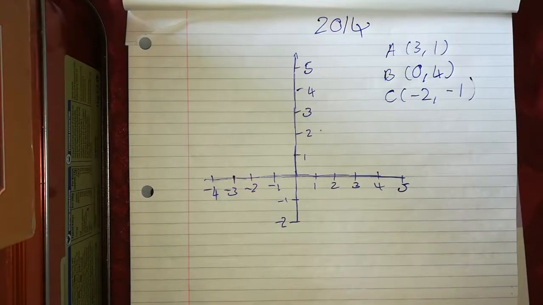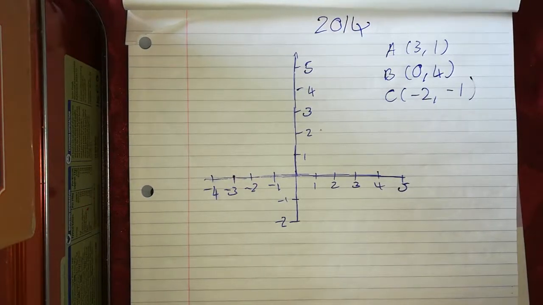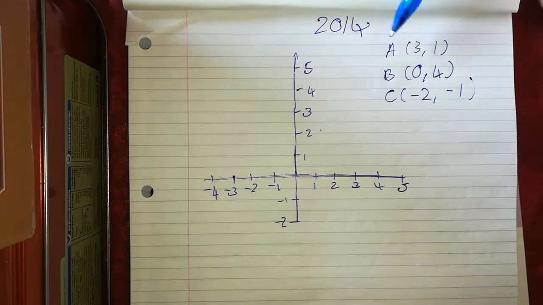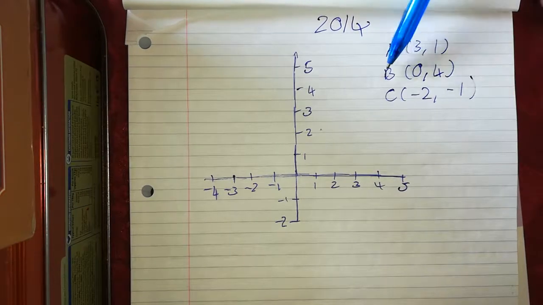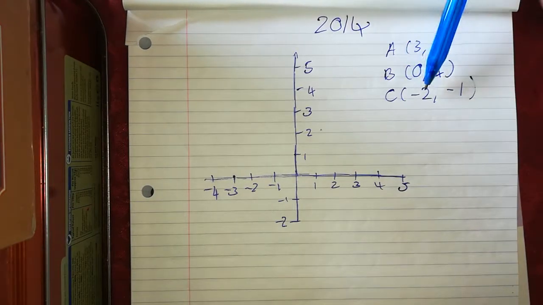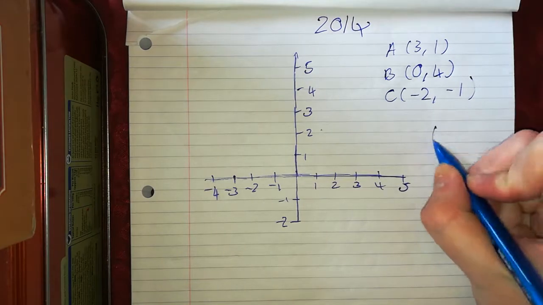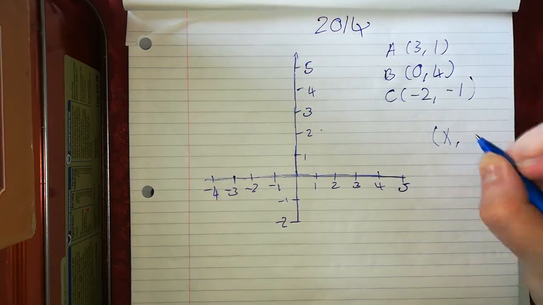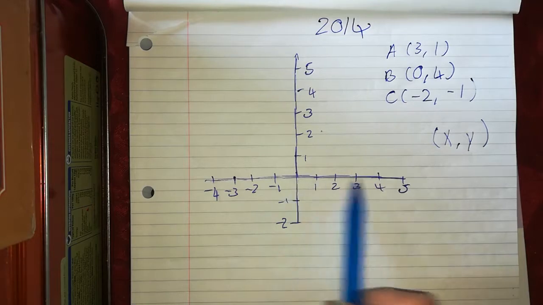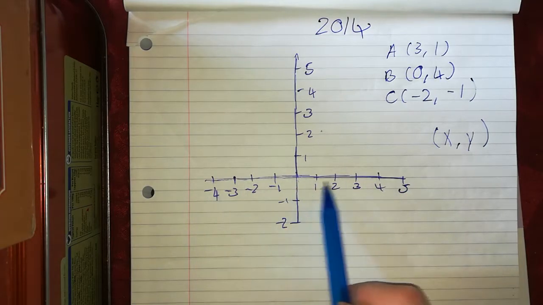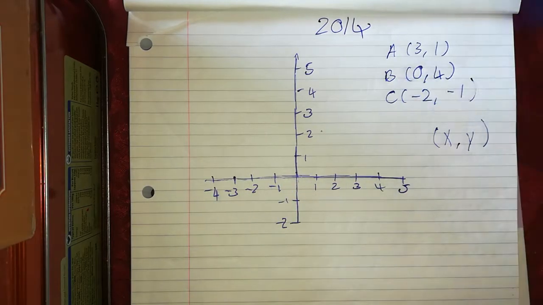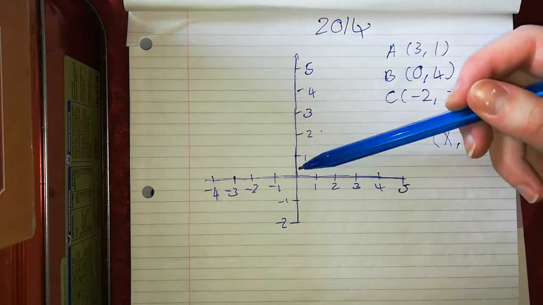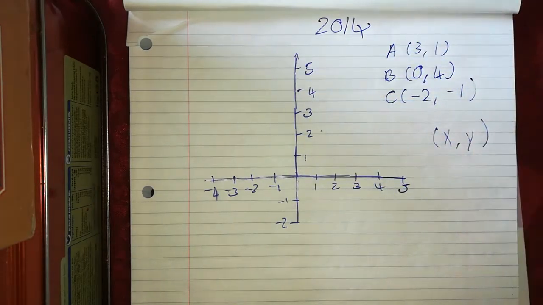So here we have the 2014 Junior Cert Coordinate Geometry questions, and we're asked to plot the following points. So A is (3, 1), B is (0, 4), and C is (-2, -1). What comes first is the x coordinate and then the y coordinate. The x-axis is the horizontal axis, this is the positive x, this is the minus x. The y-axis is the vertical axis, this is the positive y-axis, this is the negative y-axis.